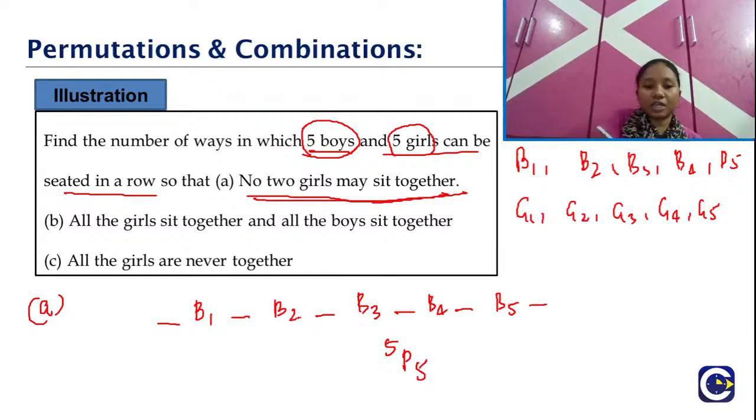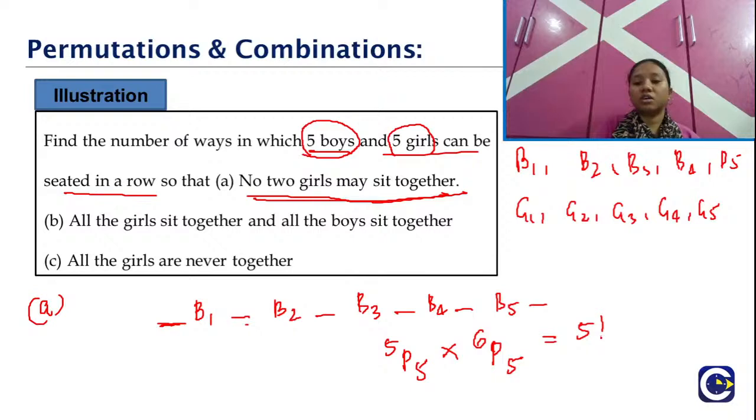That means here how many are there? 5 boys and 5 places. So 5P5. And what are the gaps where we can fill up with the girls? So here 1, 2, 3, 4, 5 and 6. So we are having 6 gaps amongst which we have to arrange the 5 girls. Which means this alternate arrangement can start with a girl or else it can start with boy 1. Right? That is 5P5 is equal to 5 factorial into 6P5, that is 6 factorial by 6 minus 5, that is 1 factorial here.